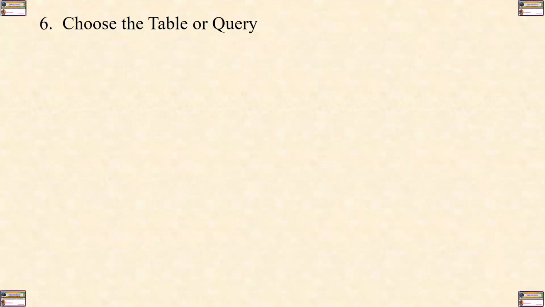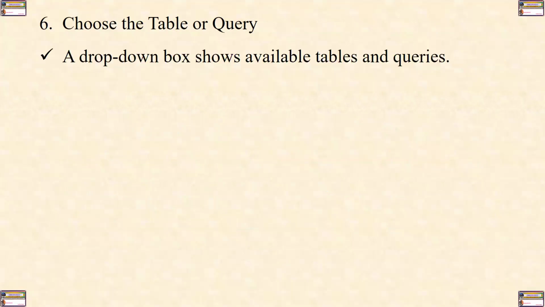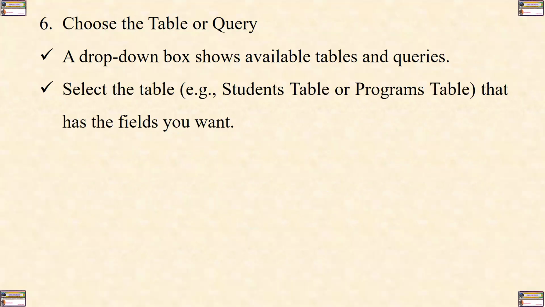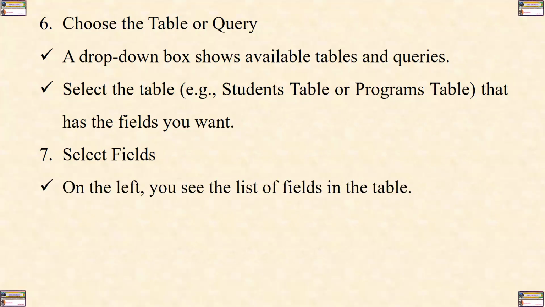Number 6, you choose the table or query of choice. From the drop-down list box that is displayed, which shows the tables and the queries, you then select the table of choice, for example, students table or a programs table. That is the fields that you want. Number 7, you proceed and select the fields that you want to appear in your query. This is done as follows.